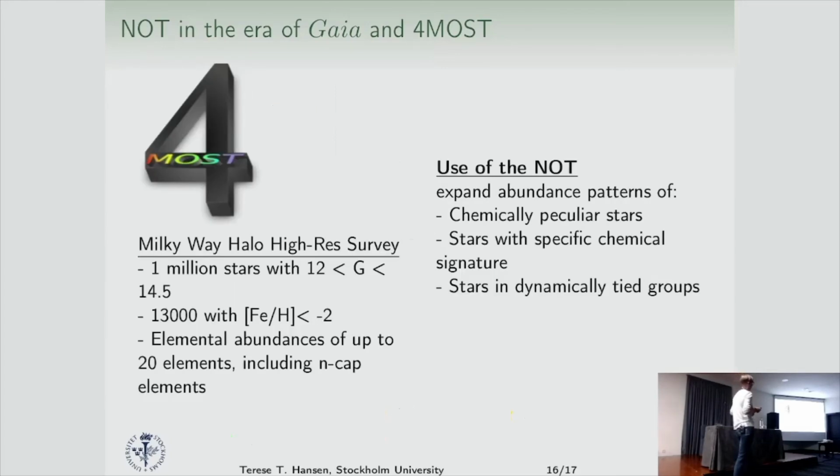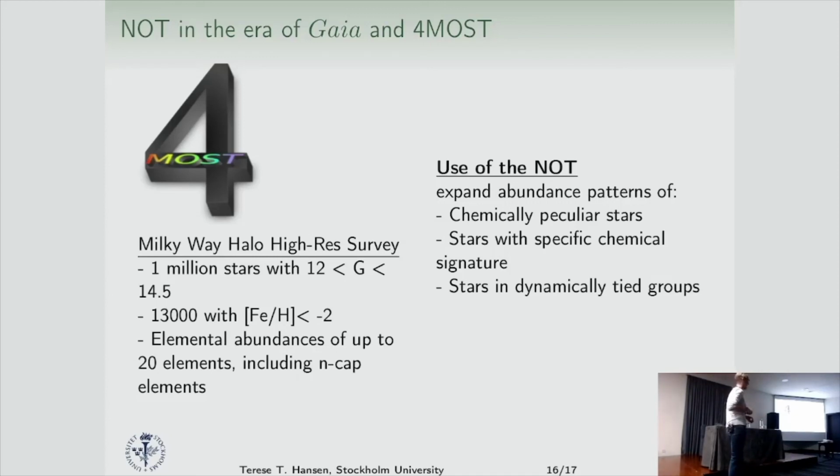The other thing is, we have 4MOST coming very soon, hopefully. They have a high-resolution survey which is going to target stars in the Milky Way. They promise to observe 1 million stars with magnitudes between 12 and 14.5. That's bright enough to do abundance analysis with FIES. 13,000 of them are supposed to be below -2 in metallicity. That's really great. They say they'll measure 20 elements.